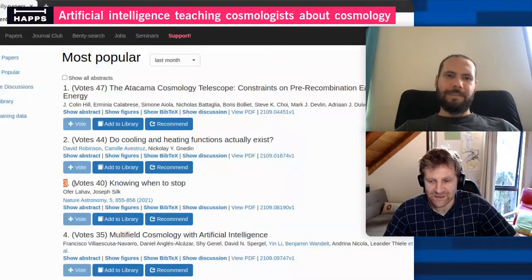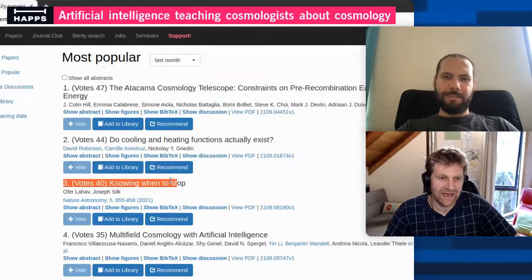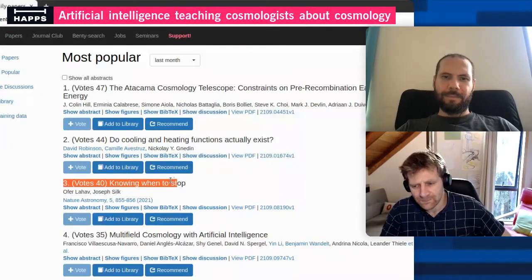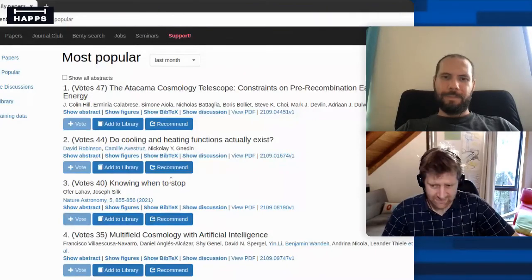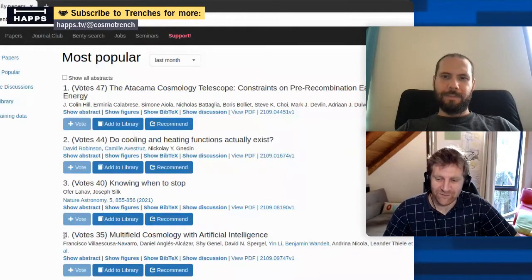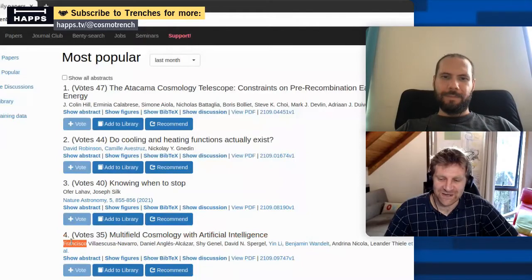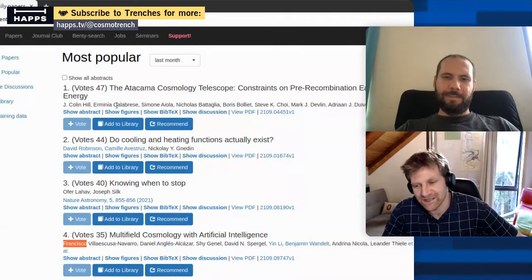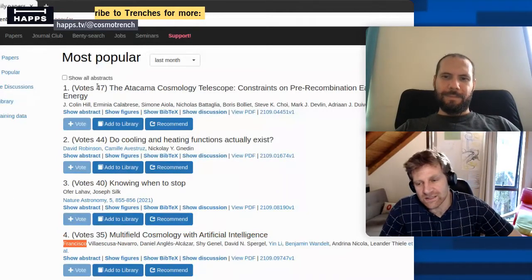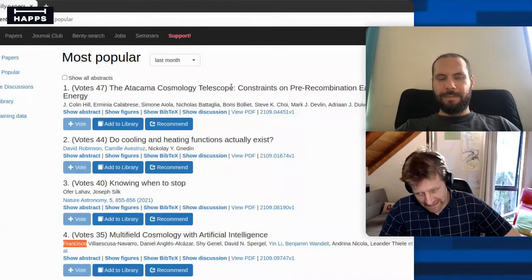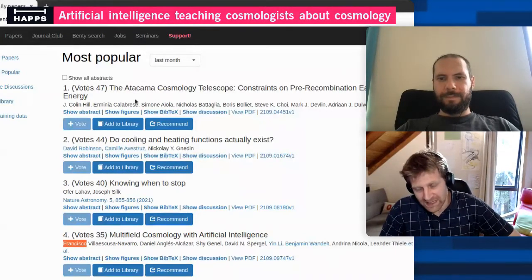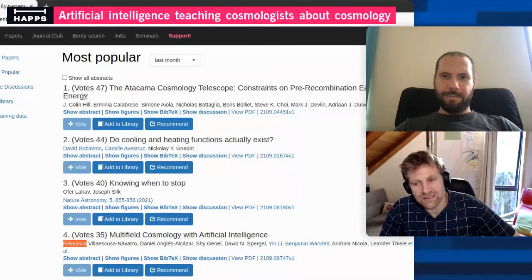For example, number 3 is not actually about cosmology, but more about how to do cosmology. But it still gives an interesting idea of what people find interesting. Paper number 4 here actually has Francisco as a co-author, so I'm sure he'll be able to say a little bit about that. So yeah, this one at the top, the Atacama Cosmology Telescope Constraints on Pre-Recombination Early Dark Energy.